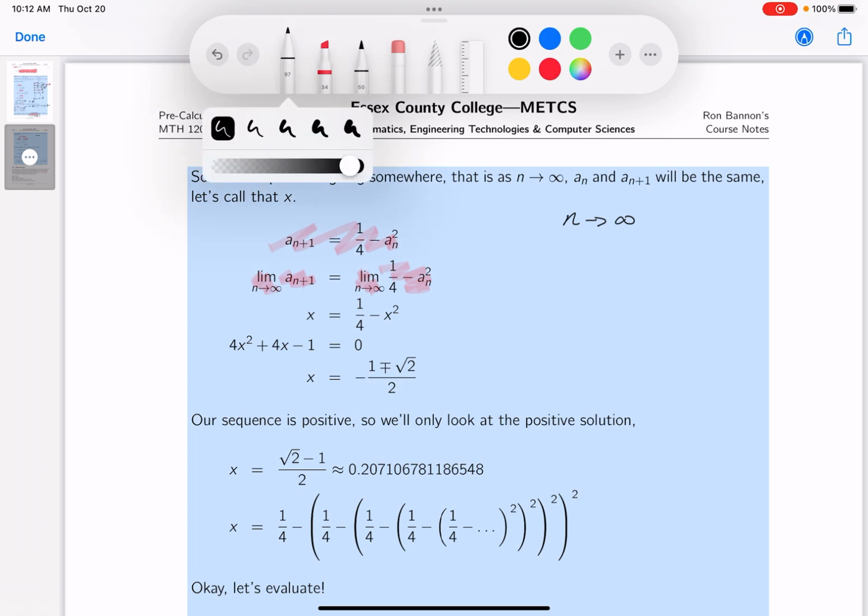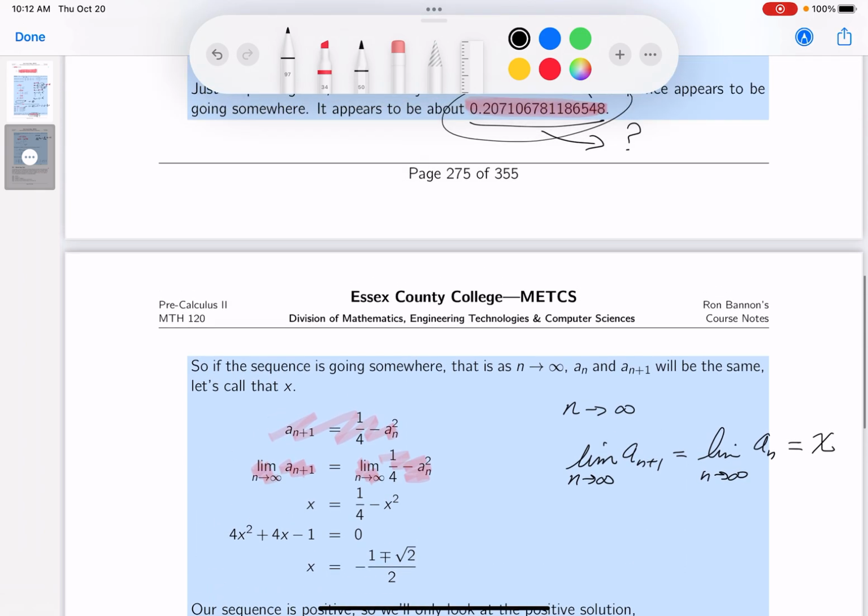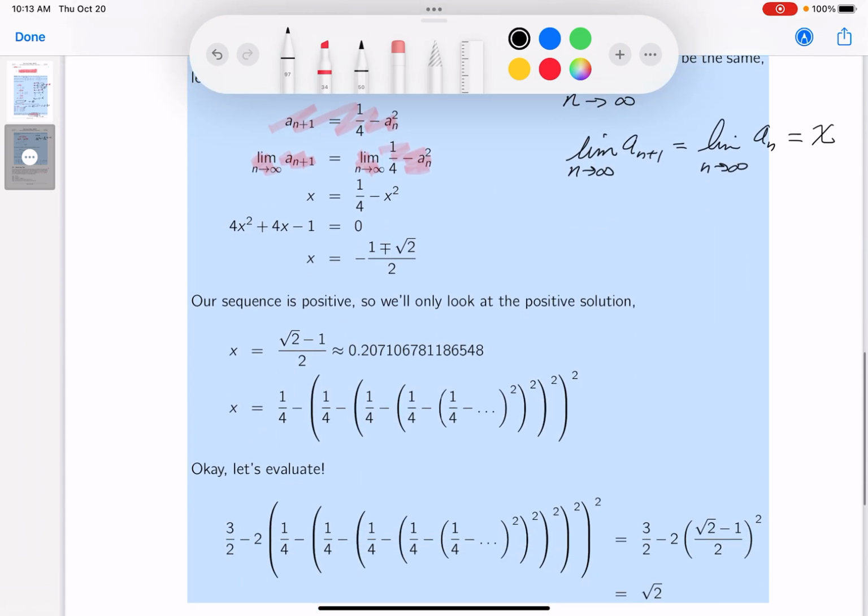All right? In other words, the limit as n goes to infinity of a_(n+1) is still going to be the same thing as the limit as n goes to infinity of a_n. And I'm going to say, I still don't know what that is. I'm going to call it x. Again, this is my x now, the thing I don't know. I said it's x. What do we get?